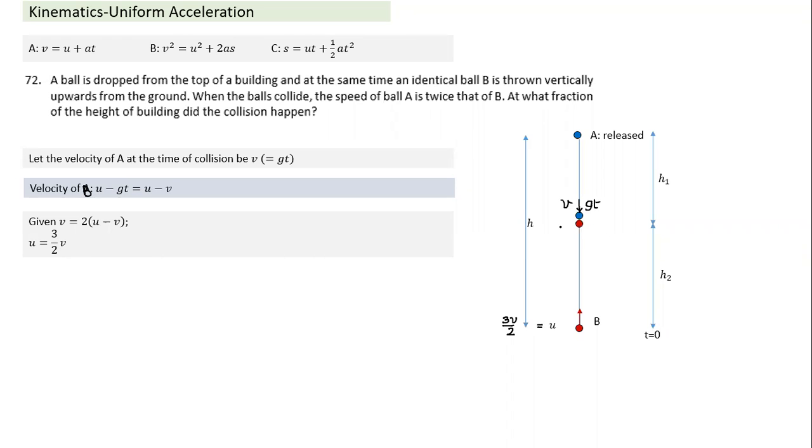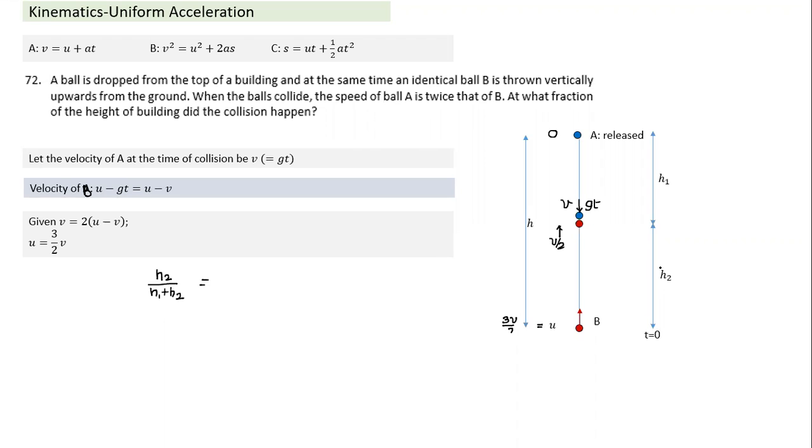So when it reaches here, what is the velocity? If u is equal to 3v by 2, it will be v by 2 here. This one is v by 2. This velocity is v and this is 0. Once I have this, with very little calculation I can arrive at the fraction of height where the collision takes place. So what is the fraction of height where the collision takes place? It is h2 divided by h1 plus h2. That's the height where the collision takes place.